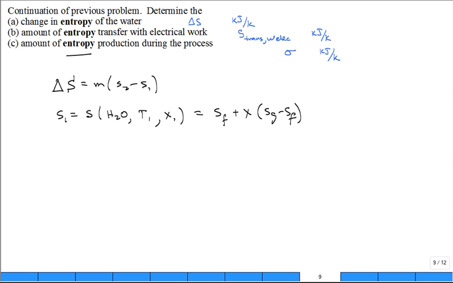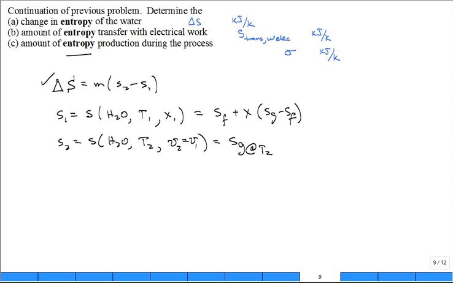It is, very similar. How about S2? S of the steam at temperature T2 and v2, where v2 is equal to v1. And guess what we're going to find? That's equal to S_g at T2, because it's saturated vapor at state 2. S_g at state 2. So those let me calculate delta S, okay?